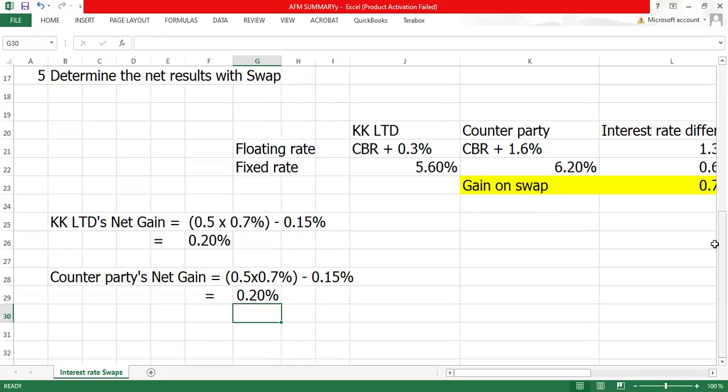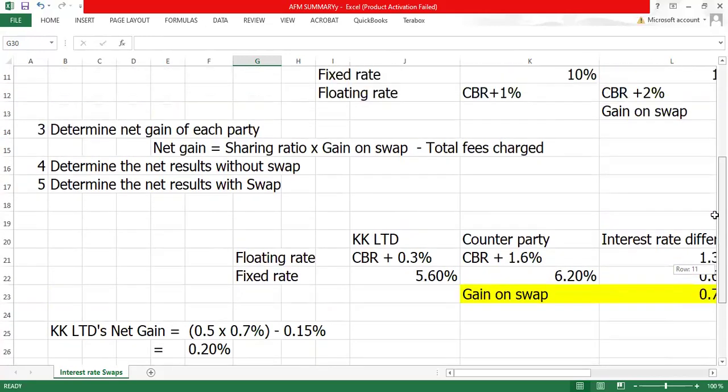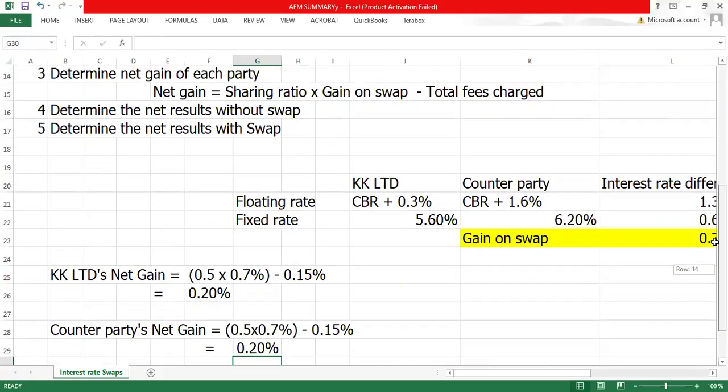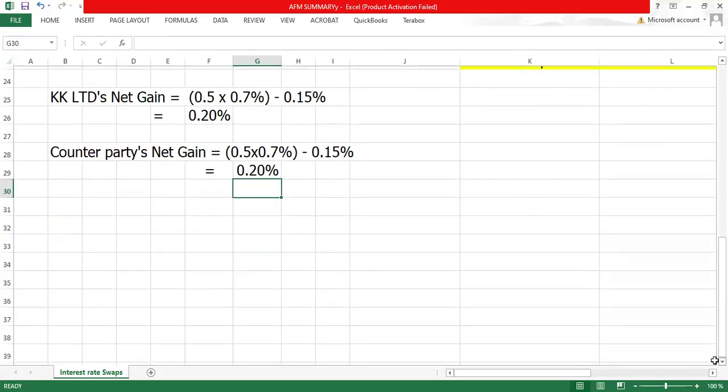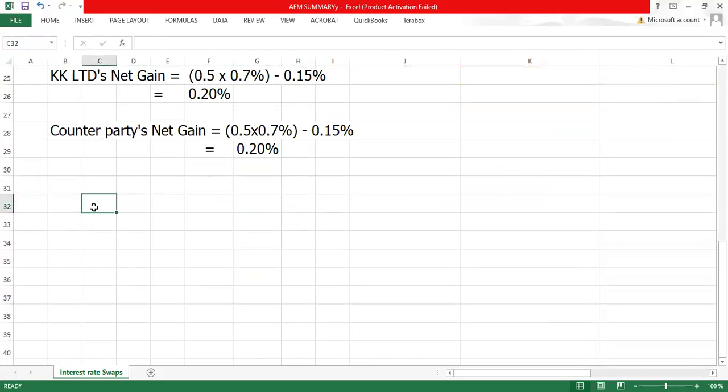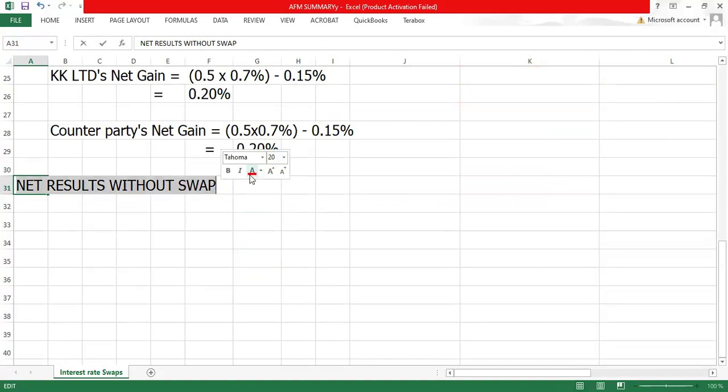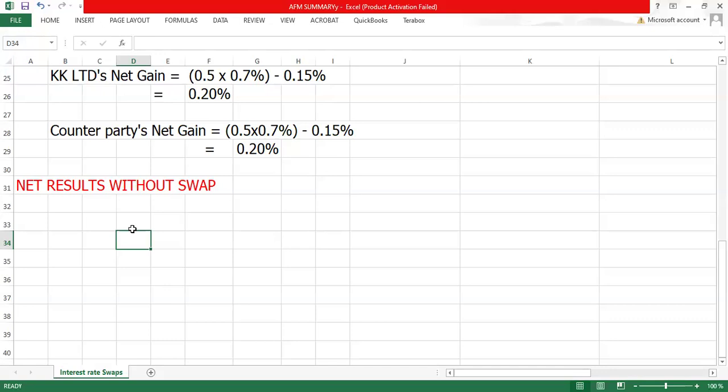Any question on step number 3? Well, yeah. Any question on step number 3? Because we are done with step number 3. So step number 4 is to get the net results without swap. Here you need to pay attention. How do we get net results without the swap?